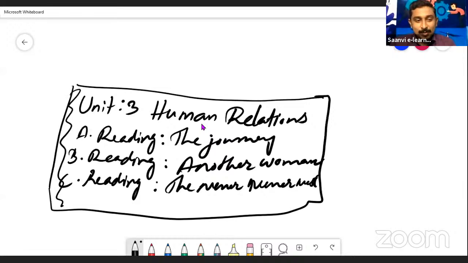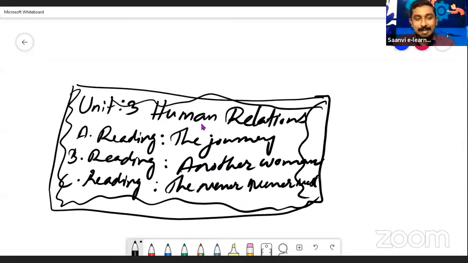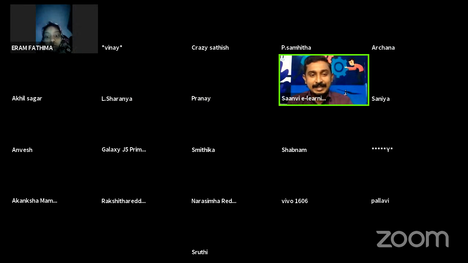You can decorate the borders. You can draw some pictures if you have still time. Otherwise, simply leave it plain. This is the style sheet of the unit. You also find a style sheet in your textbook, isn't it? So here your style sheet includes what all readings are included in this. Okay, that is it.